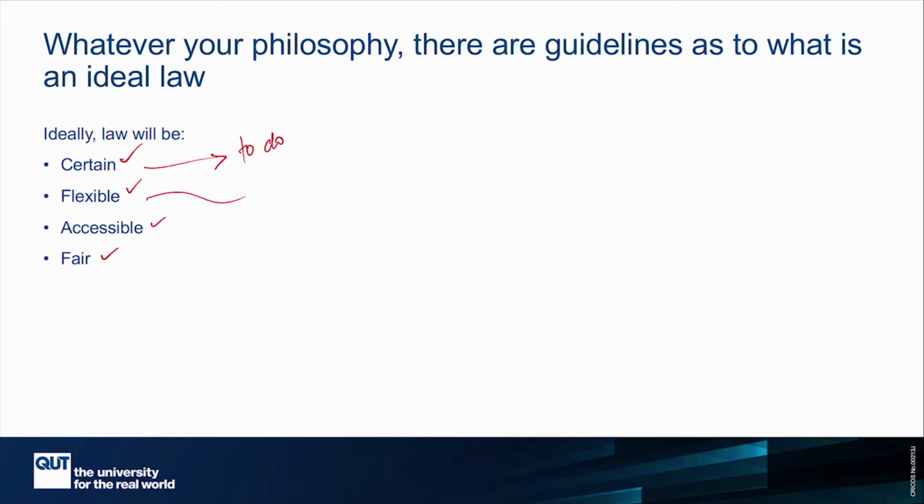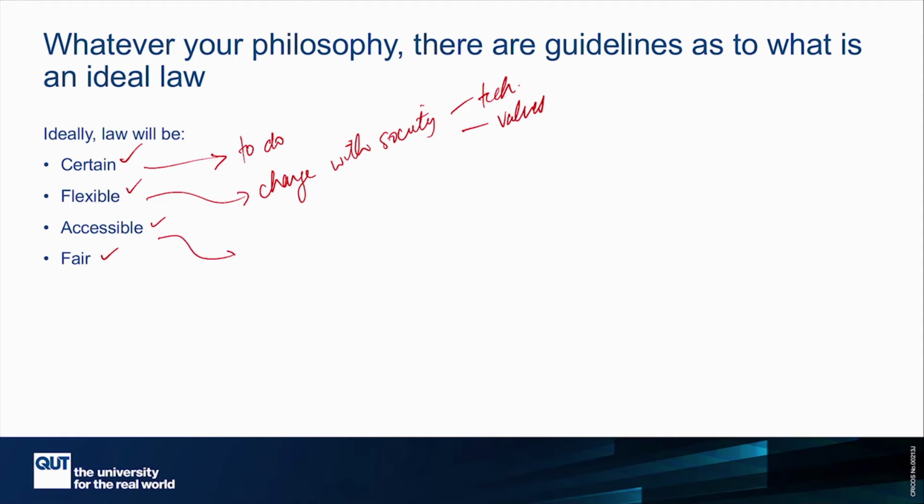Law needs to be flexible, right? It needs to change with society. So we get things like changes in technology, changes in values in society, etc. And our law needs to be flexible. While it's certain, it also needs to be flexible. You start to see there's some tensions here.